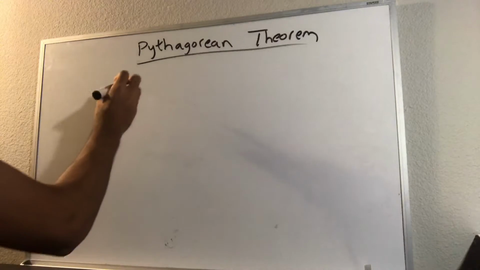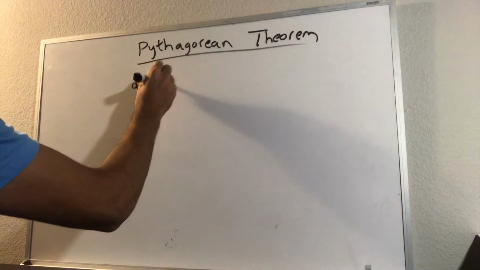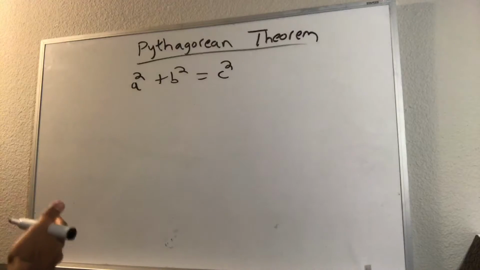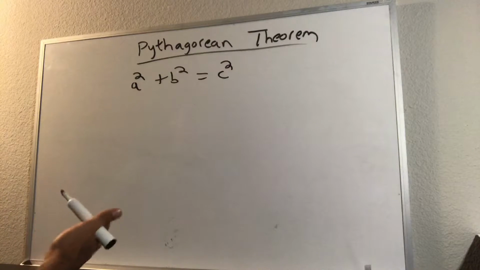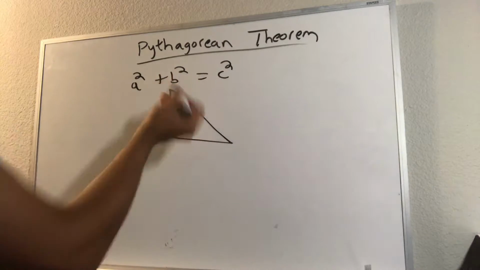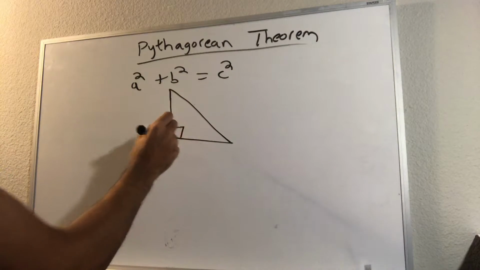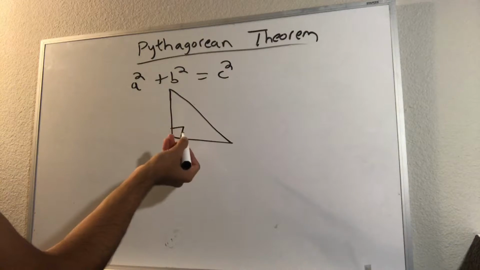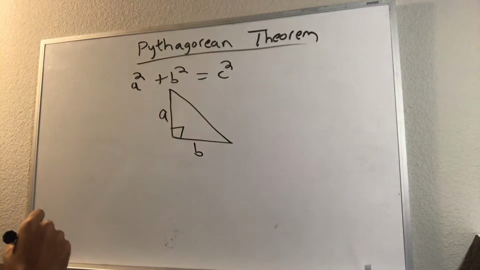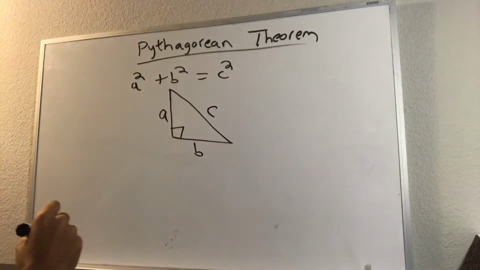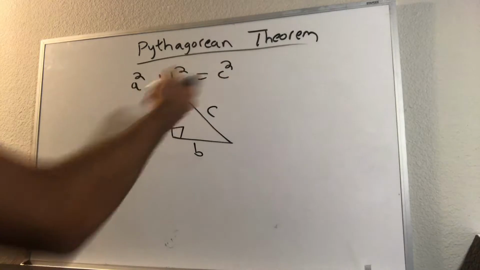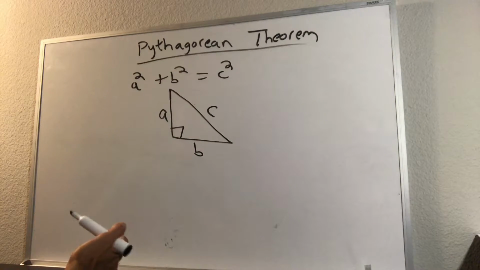So this theorem states that a squared plus b squared is equal to c squared, where a and b are the legs of a right-angled triangle and c is the hypotenuse. The image here, I guess, must have a right angle, which means it's 90 degrees. This is A, this is B, which are the two shorter sides of the triangle, and C, being the hypotenuse, is the longest side of the right-angled triangle. And so this must satisfy the Pythagorean theorem.